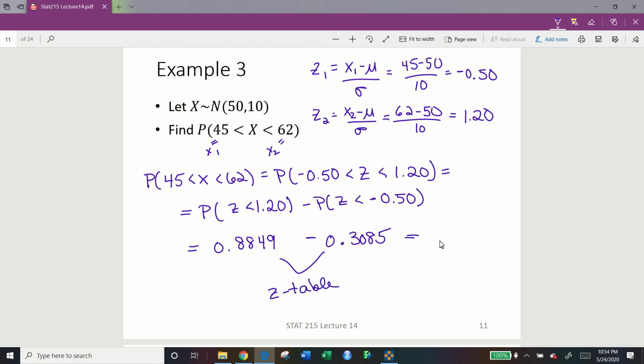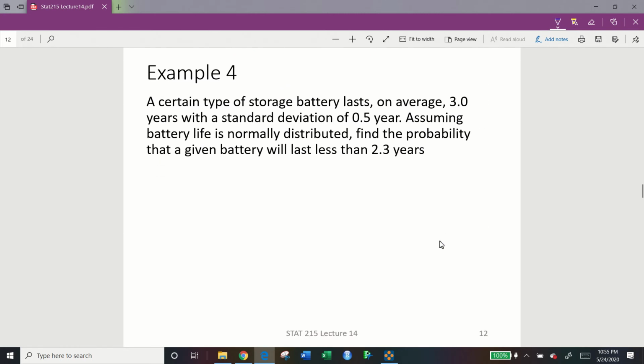And this will be equivalent to 0.5764. So the probability that 45 is less than x less than 62 is 47.64%. Very good. Okay, so let's move on to the next example.